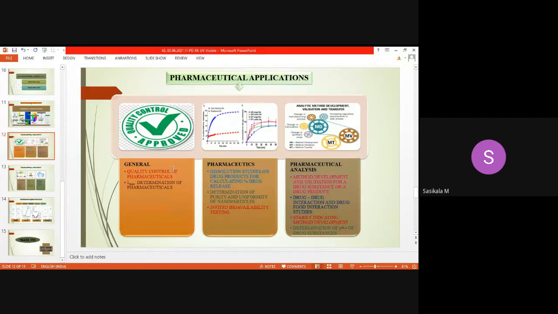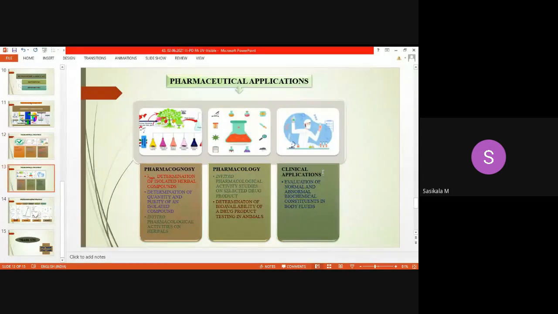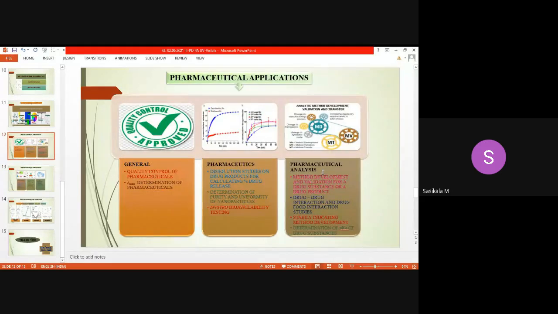Pharmaceutical applications are based on different departments I have taken, and I focus on the applications of UV visible spectroscopy. Since all the departments use UV visible spectroscopic analysis, the general applications are quality control of pharmaceuticals and lambda max determination of pharmaceuticals. Lambda max, I said, is a qualitative parameter. So what are the general applications? Quality control of pharmaceuticals and lambda max determination of pharmaceuticals.